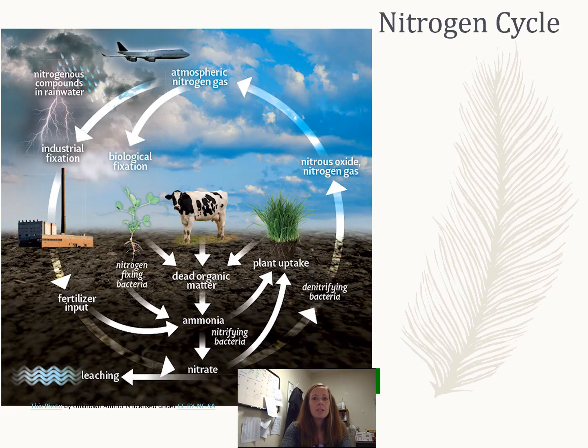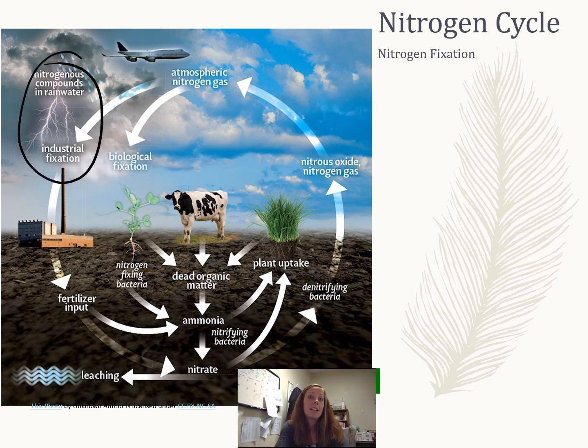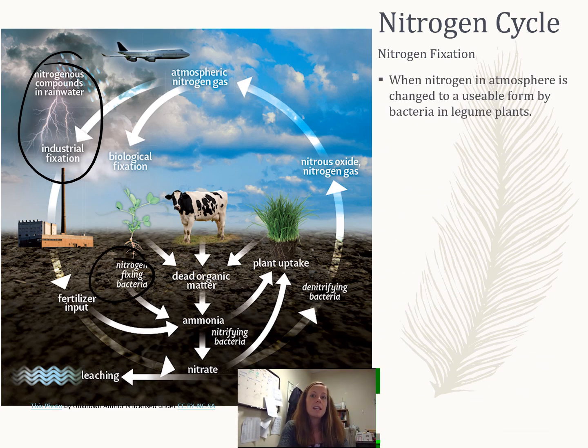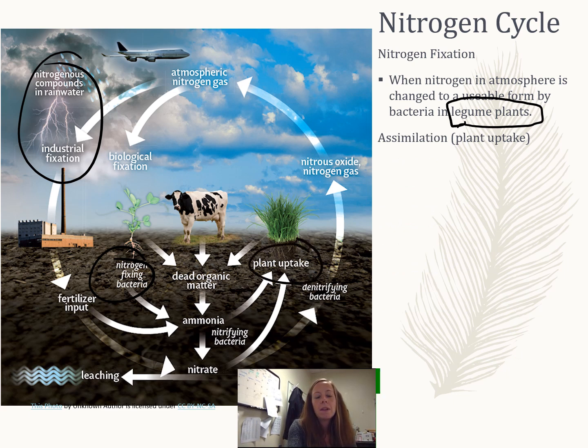Last cycle, nitrogen cycle. I like the nitrogen cycle. It has lightning in it. All right, so lightning and bacteria down here do this first step, which is called nitrogen fixation. It's when nitrogen's changed to a usable form. Usually it's done by legume plants. These are beans. All right, and then we have assimilation. Assimilation is when plants take up the nitrogen right there and they use it.